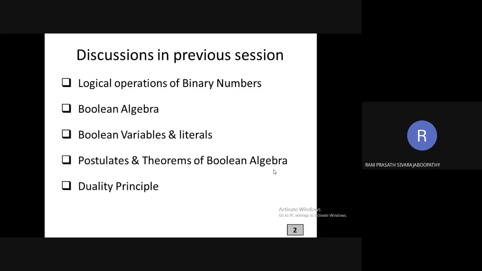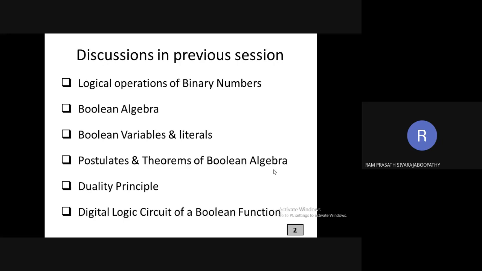Can you type it in the chat? What do you mean by duality principle? What do we have to do? Duality principle means what? What are the things we can interchange? Yes, Jayaprakash, very good. 0 has to be interchanged as 1 and 1 as 0. Similarly, AND operation can be changed as OR, and OR operation can be changed as AND. That we discussed in the duality principle.